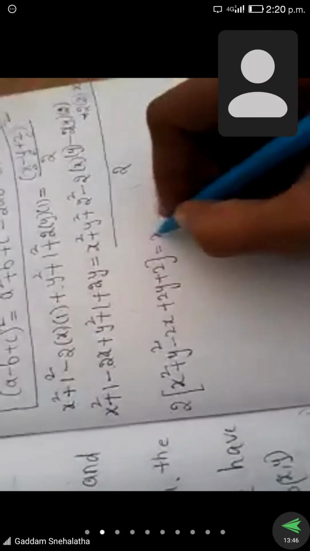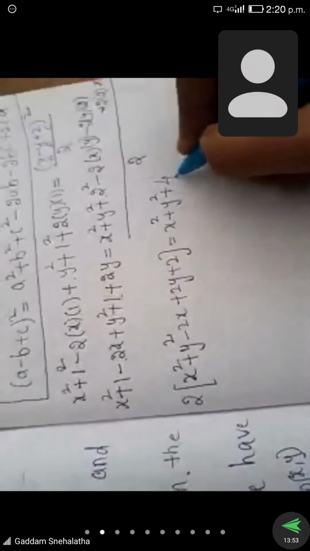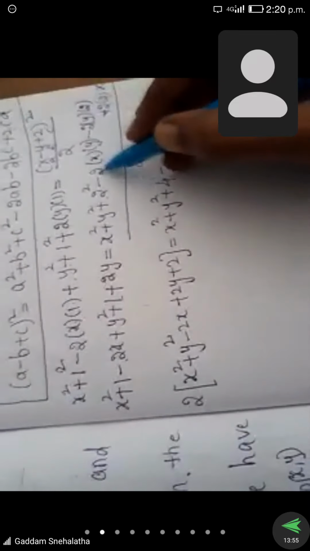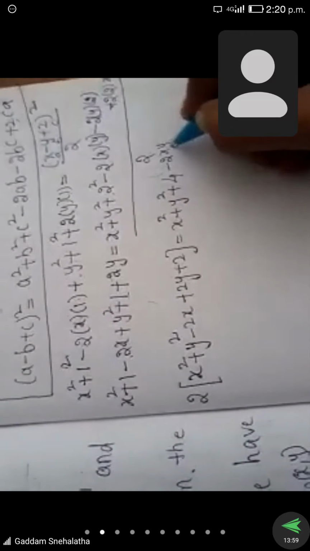So it is equal to x square plus y square plus 2 square value is 2 to the 4, minus 2 into x into y is 2xy, minus 2 to the 4. So 4 into y is 4y, so here I have plus 2 to the 4. So 4 into x is 4x.